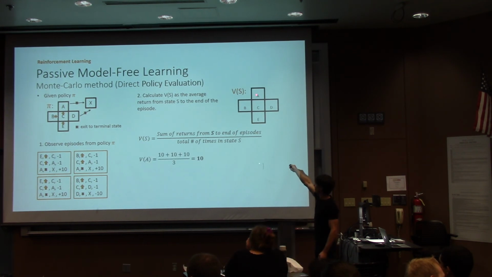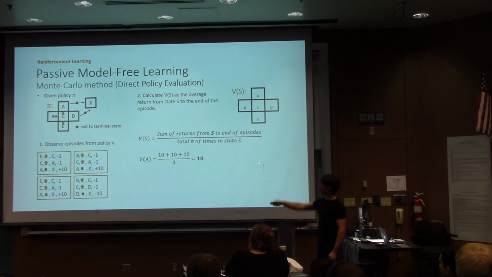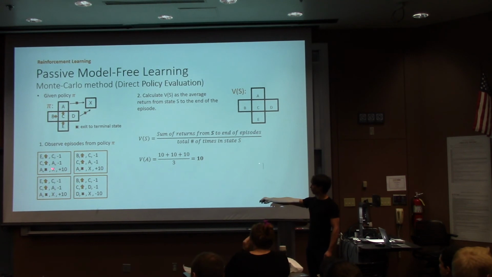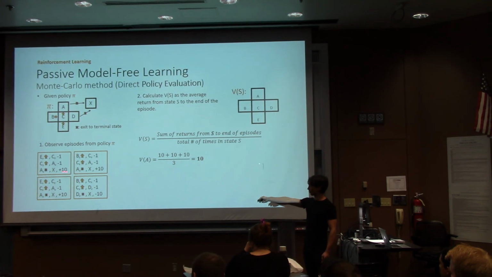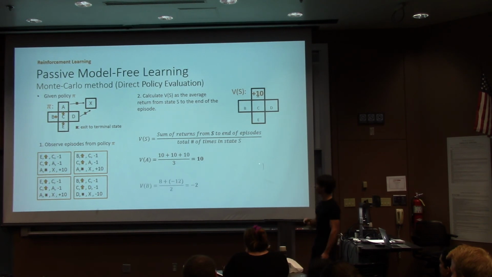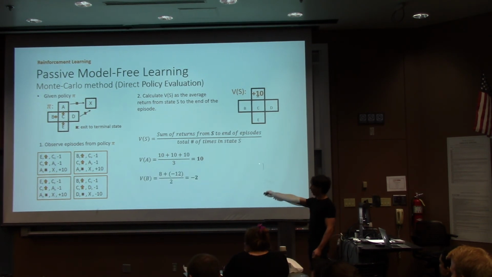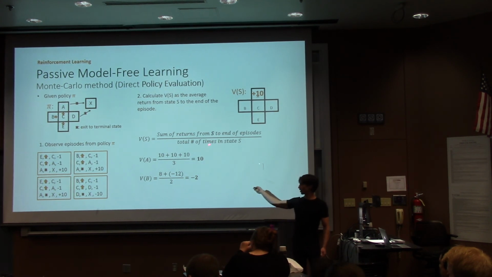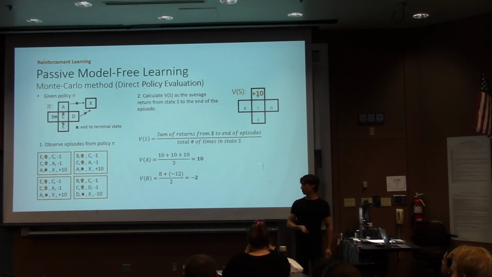To calculate V of A, using our 4 samples, our 4 trajectories through space, we see A 3 times, here, here, and here. So we add up the total return from state A, which is 10 for each, and divide it by the total number of times that we saw it. That's 10. Same thing for B. We see B twice, and from B we see -1 and 10, so that'll be 8, and we also see -1 and -10, so that'll be -12. We sum them up, divide by the total number of times that we saw B, and we get our value estimate for B.